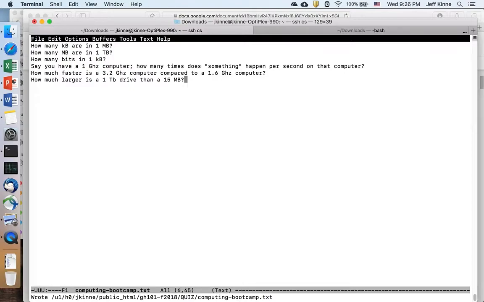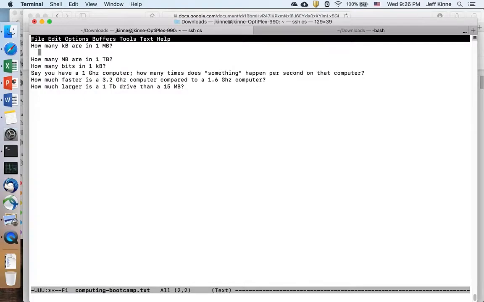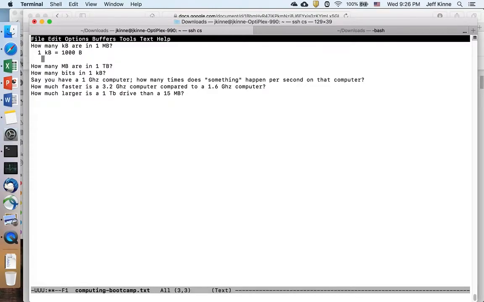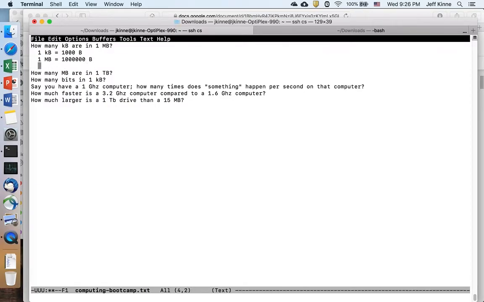All right, you paused. Now I'm going to tell you the answers. How many kilobytes are in 1 megabyte? To figure this out, 1 kilobyte equals 1,000 bytes. And 1 megabyte is, instead of a mega, you put a million. So 1 megabyte then is 1,000 times 1,000 bytes, and that is 1,000 kilobytes.